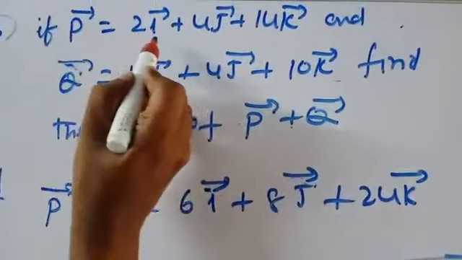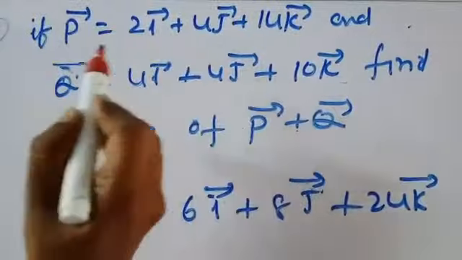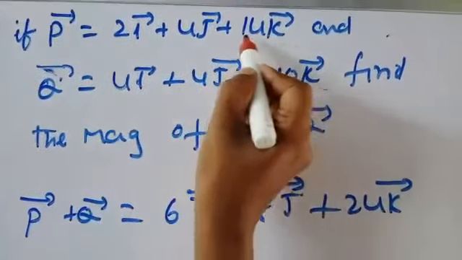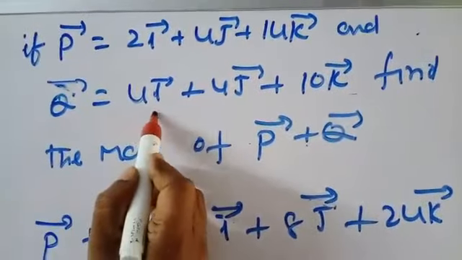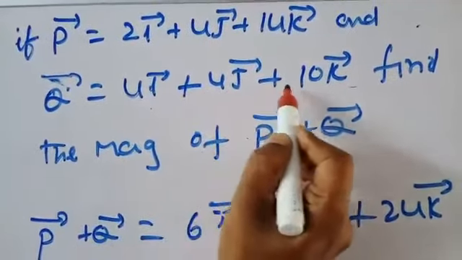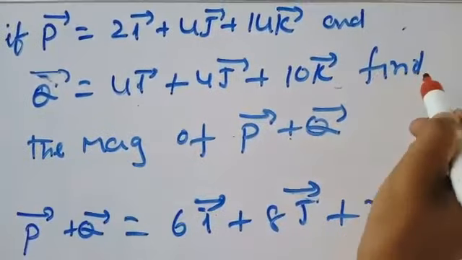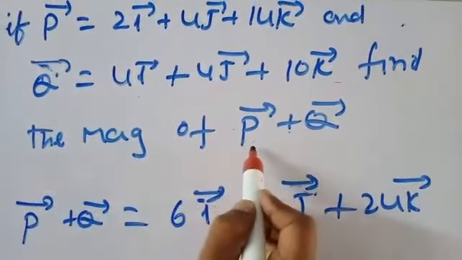If P bar is equal to 2I bar plus 4J bar plus 14K bar and Q bar is equal to 4I bar plus 4J bar plus 10K bar, find the magnitude of P bar plus Q bar.